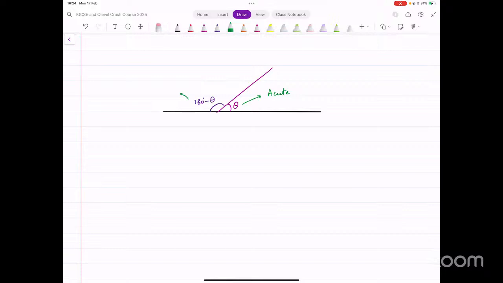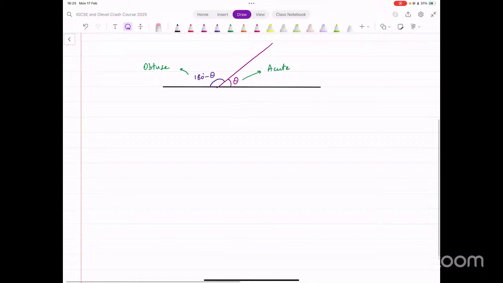Now, these angles have a relation with each other. One is acute and the other is the corresponding obtuse angle for that. These two angles are basically related to each other. Now, how are they related? Let's do this exercise. Let's try to understand it using some examples.